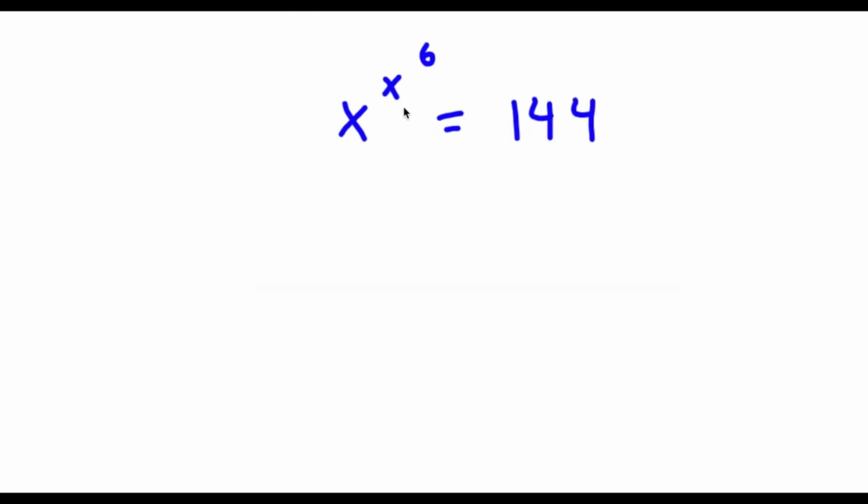Alright, so I have x to the power of x to the power of 6 is equal to 144. So I want to find the value of x.